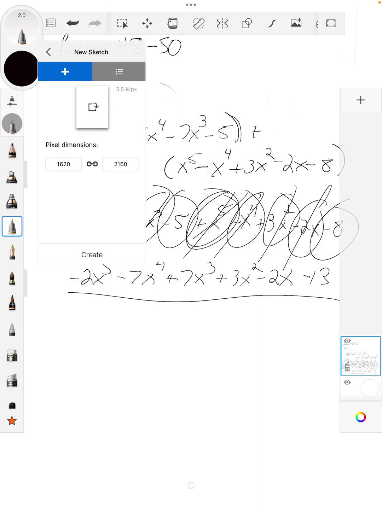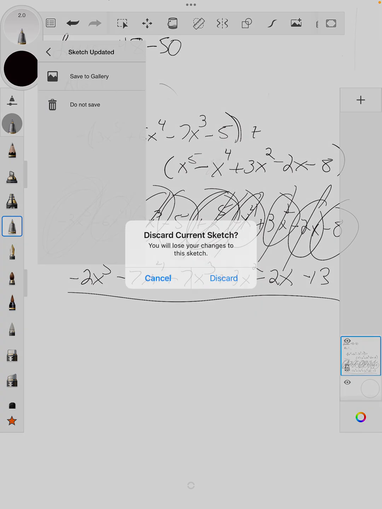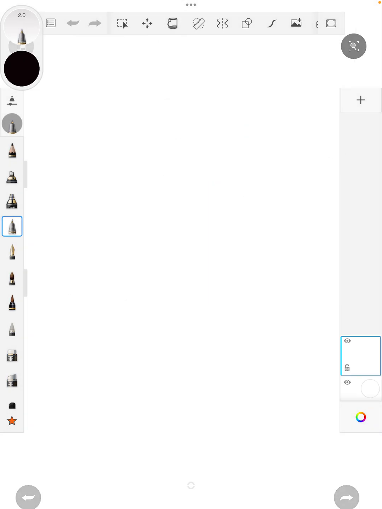Lesson 49 is going to be not about adding or subtracting. It's going to be about multiplying. So let's go to that.